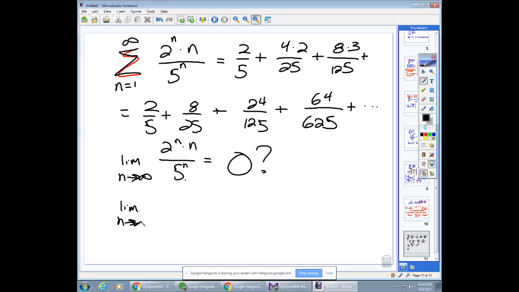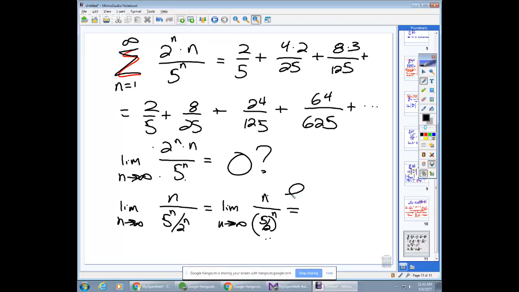Limit as n increases. If I divide top and bottom by 2 to the n, then I'll get n over 5 to the n over 2 to the n. Rewriting that one more time, n over 5 halves to the n. Now 5 halves is bigger than 1, which means this thing is growing. Okay, it's an increasing geometric sequence, not sum, but sequence. Which grows faster, exponential functions or linear functions? Yeah, and we could use L'Hopital's rule to show that.